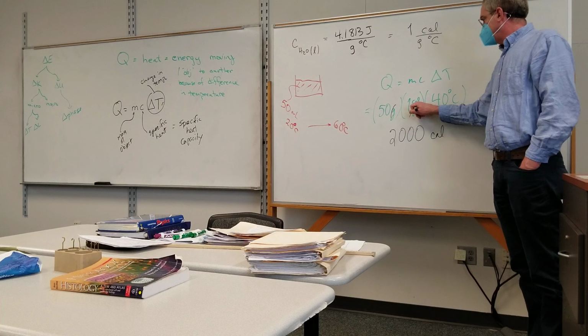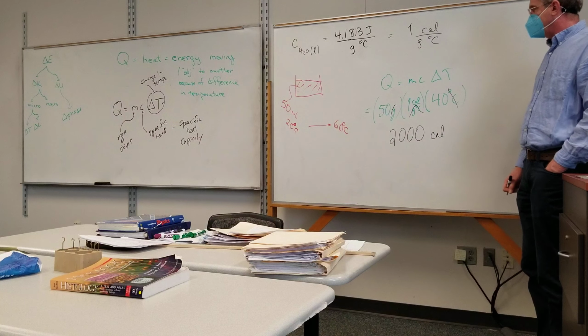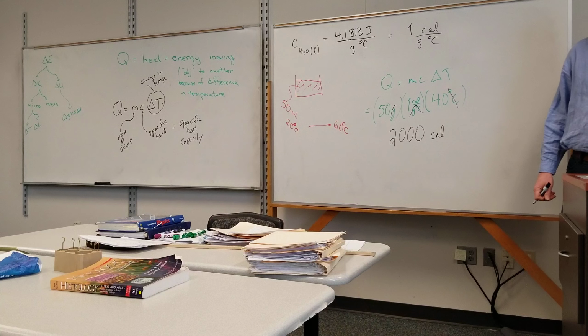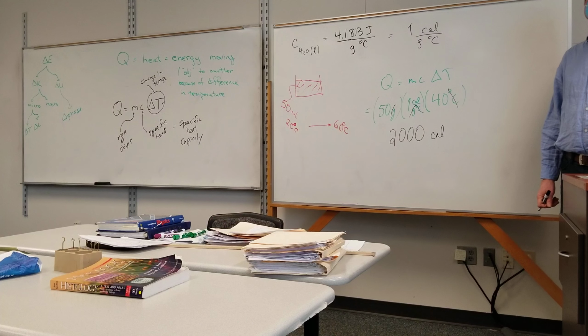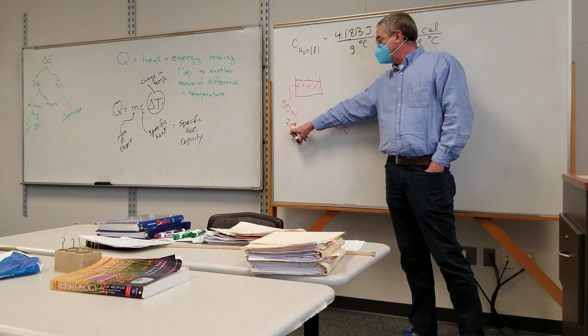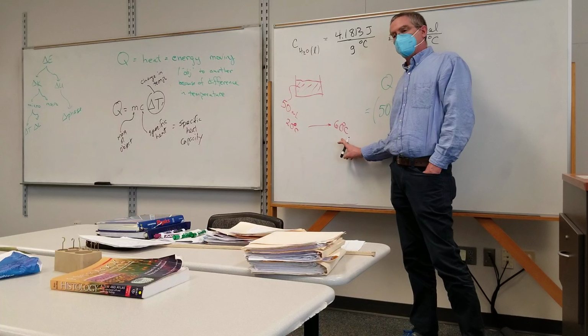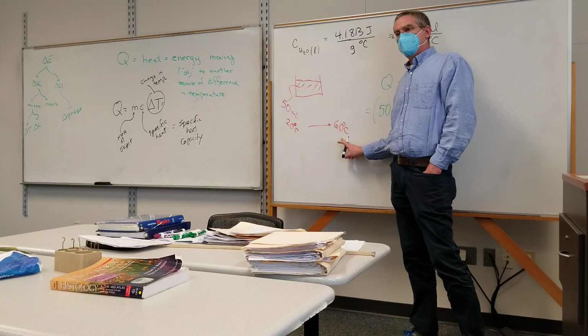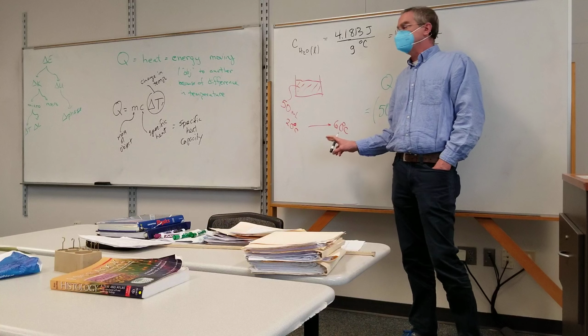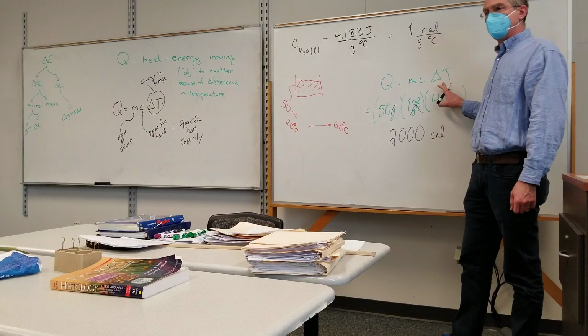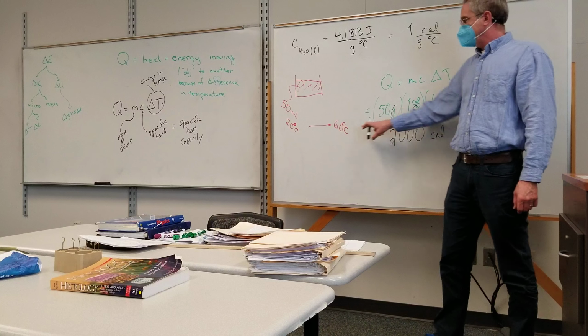Grams cancel out, degrees Celsius cancel out. And it's probably calories. Where did you get the 40 from? Because the problem is, we're taking the water from 20 degrees Celsius to 60 degrees Celsius. So you subtract? Yes. Change in temperature, this is delta T, change is always final minus initial. 60 minus 20.